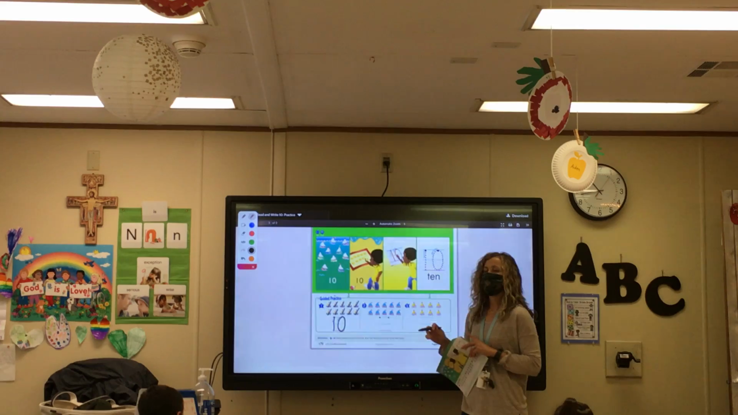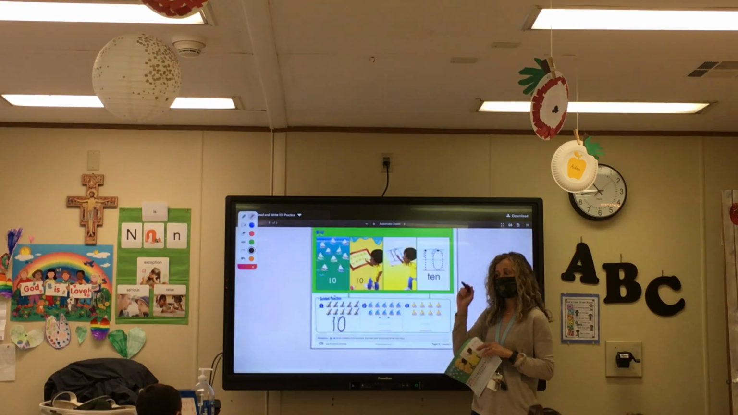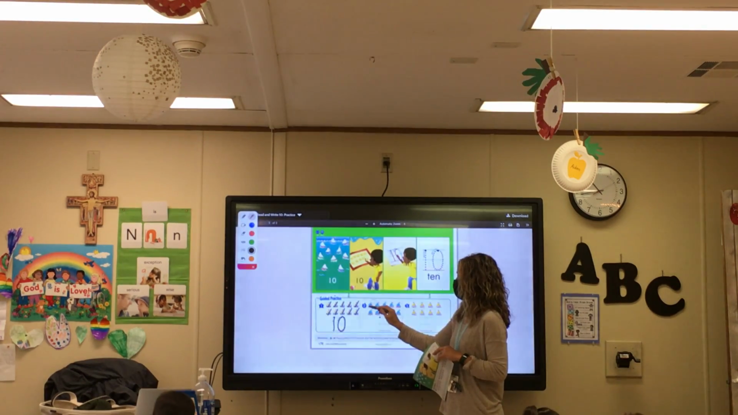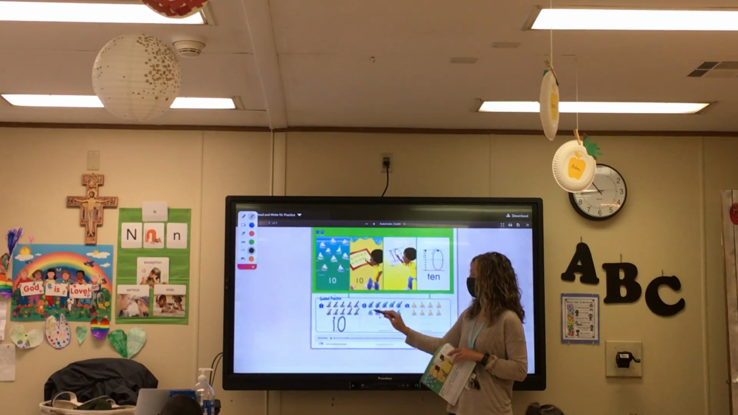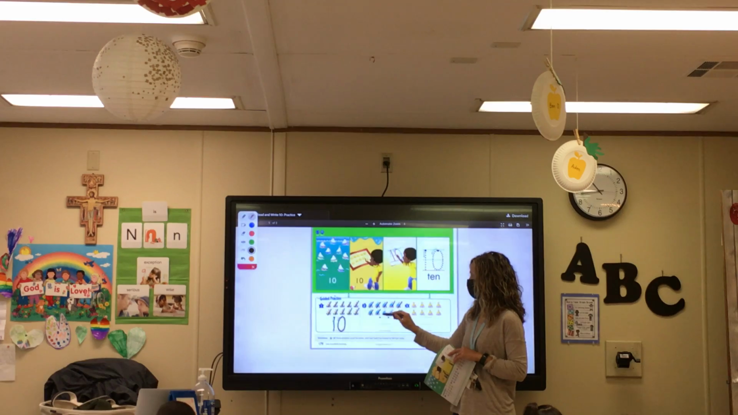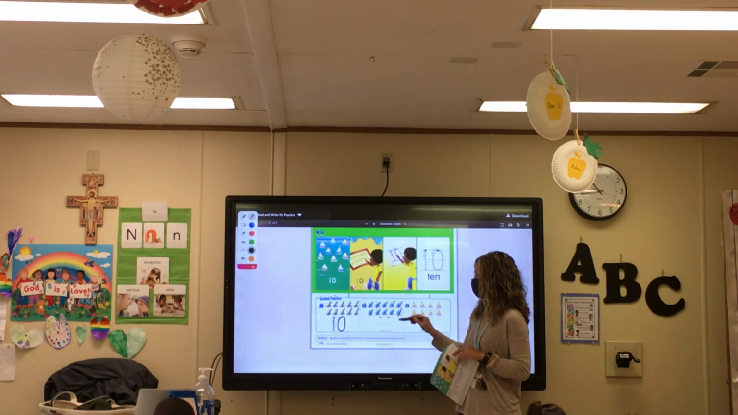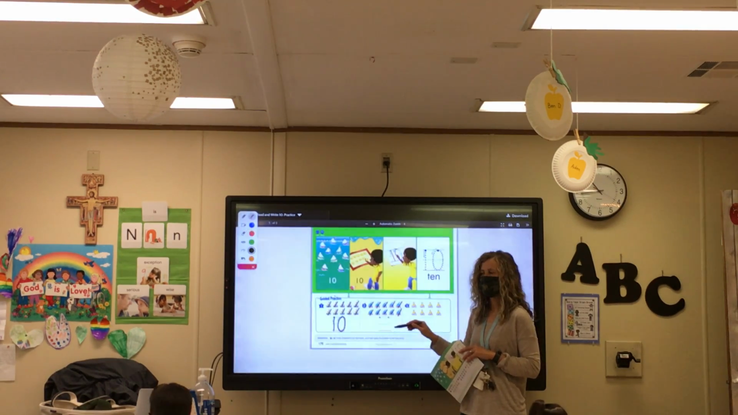Okay, let's go to number 2, and let's go ahead and count the blue boats. So let's mark them as we count. 1, 2, 3, 4, 5, 6, 7, 8, 9, 10. All right, so what number is going on the line? 10.